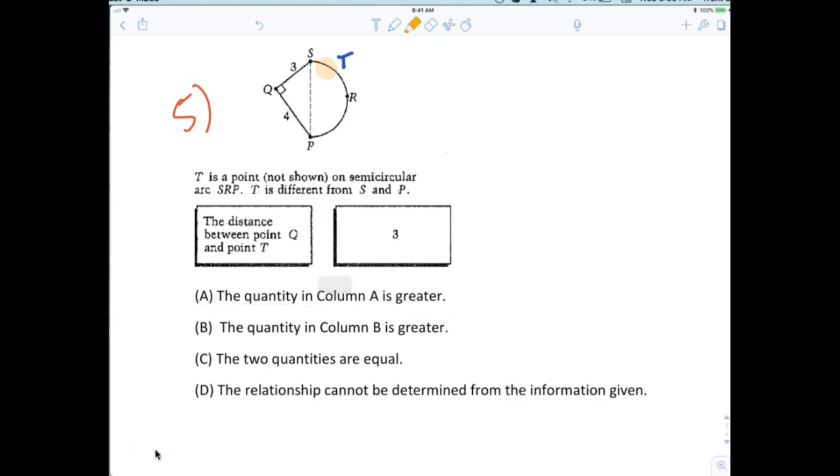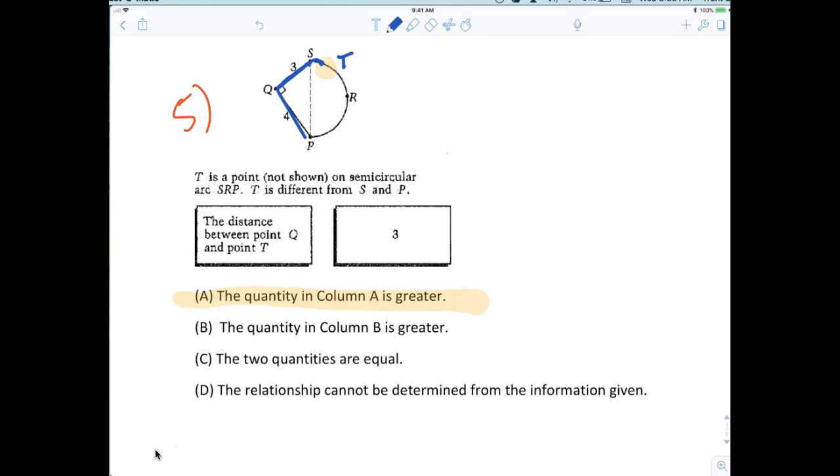The reason why it has to be A, if you're having any doubt, remember, you're just walking along the perimeter. The shortest distance is what? 3, right? And then it can't be point S, so it's got to be a little bit more than 3. And if you go the other direction, you're already more than 3 because you traveled what? 4 to get to P. Everybody with me on that?